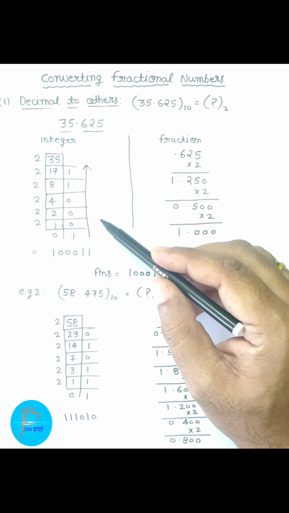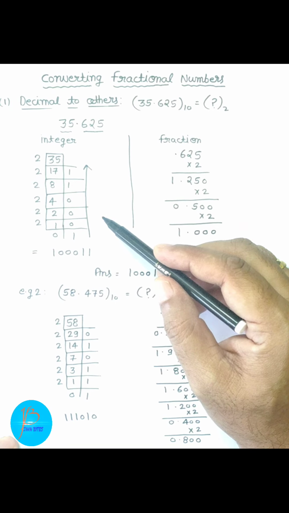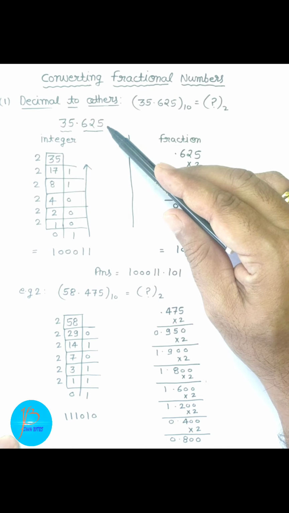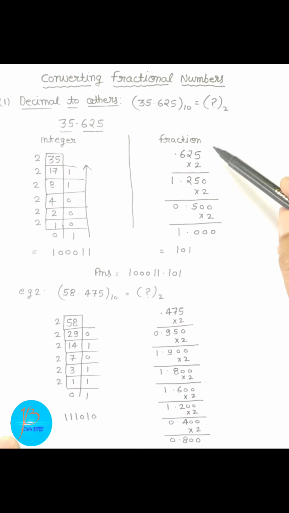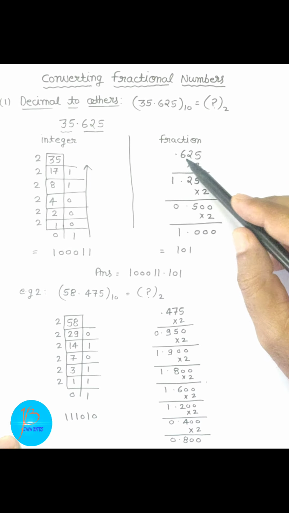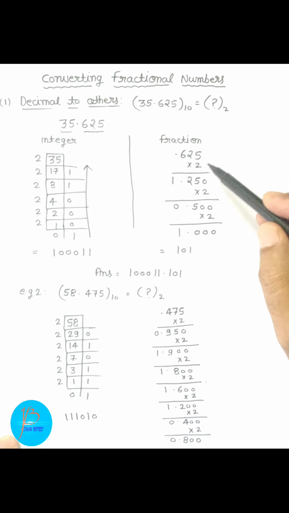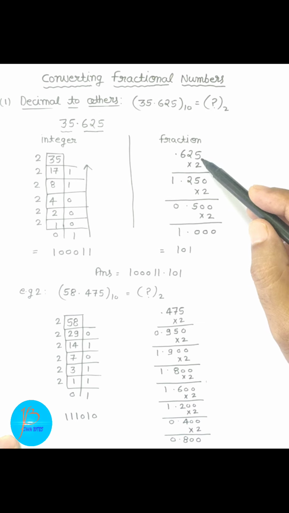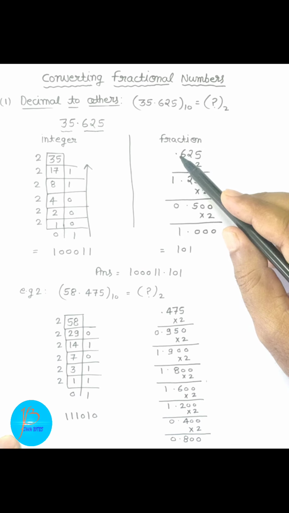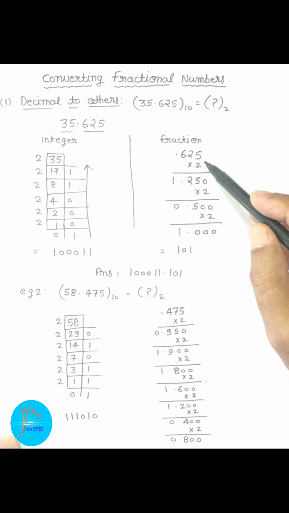Now we have to learn how to convert the fractional part. The fractional part is given as 0.625, so look at this part carefully. You will note down the fraction 0.625, and after that start multiplying the number by 2. Why by 2? Because we are converting into binary, and you know the base of the binary number system is 2. So just start multiplying 0.625 by 2.